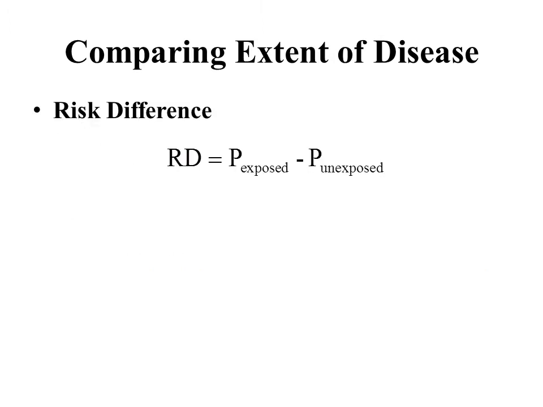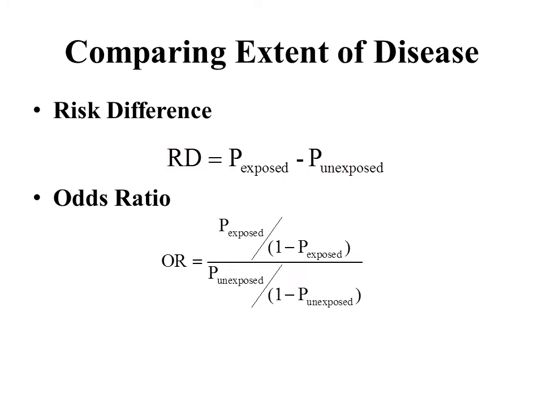Okay. And so one way of comparing the extent of disease in different populations was what we called the risk difference, abbreviated RD, where we took the prevalence in the exposed population minus the prevalence in the unexposed population. Another way that we had for comparing disease was with the odds ratio, where we calculated these prevalences and then divided things, and we got an odds ratio.